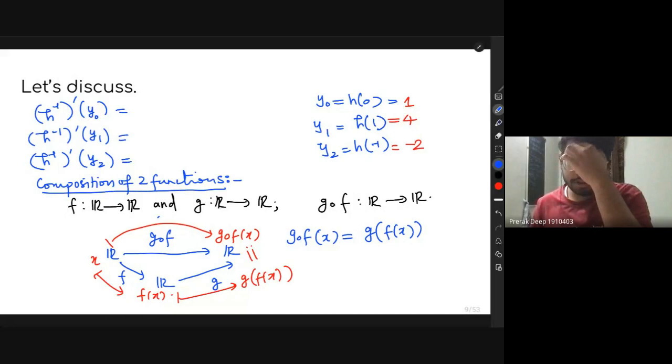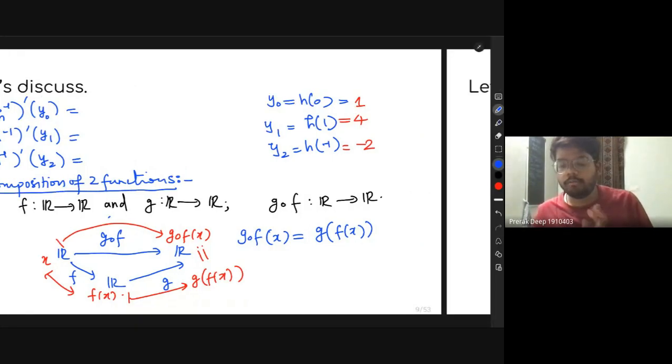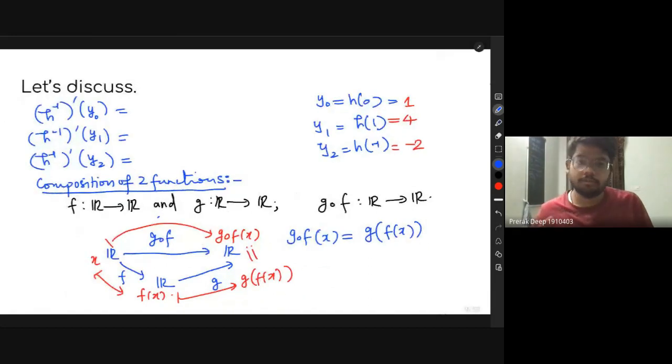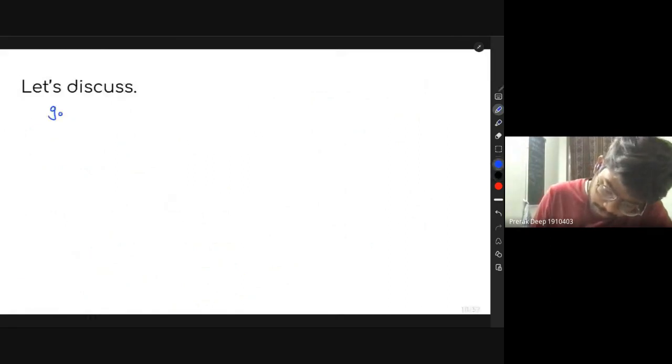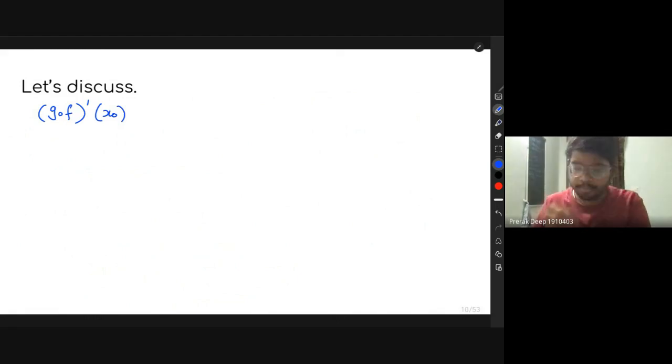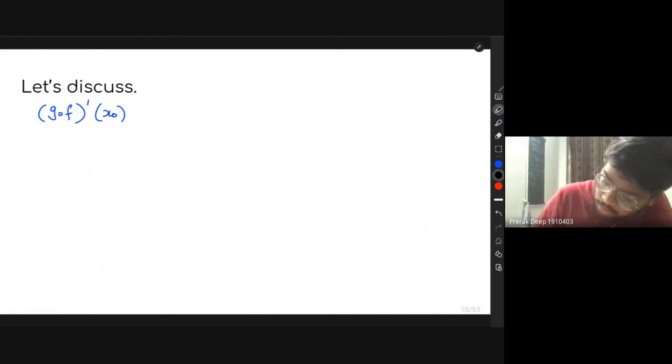Now once you get familiar with the idea of composition of two functions, what happens when you differentiate this composite function? The result of a composition is called a composite function. So what happens if I differentiate this composite function at some point? This is called the chain rule.